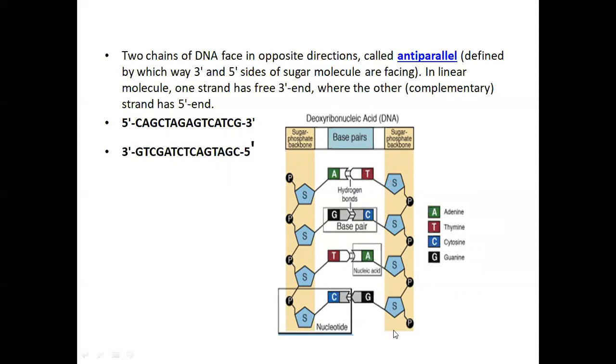And these two polynucleotide chains are joined by means of base pairing. Okay, so base pairing. Adenine pairs with thymine by means of 2 hydrogen bonds, guanine with cytosine by means of 3 hydrogen bonds.